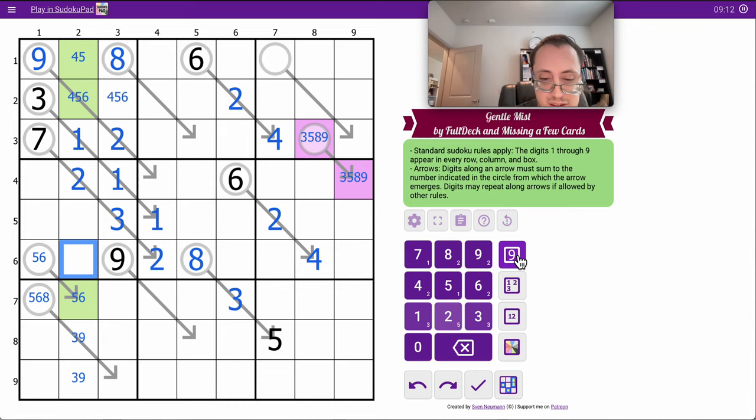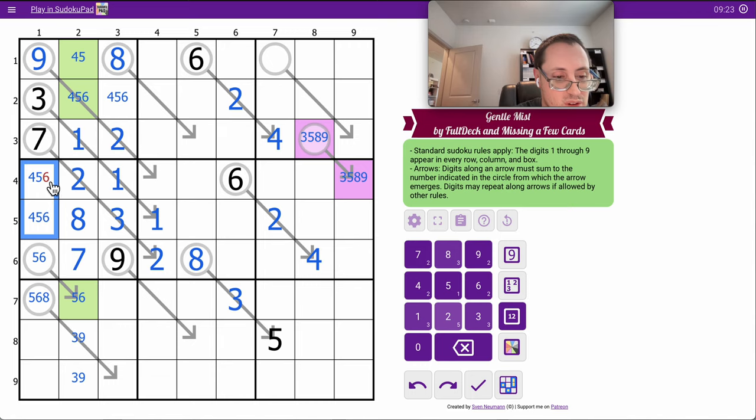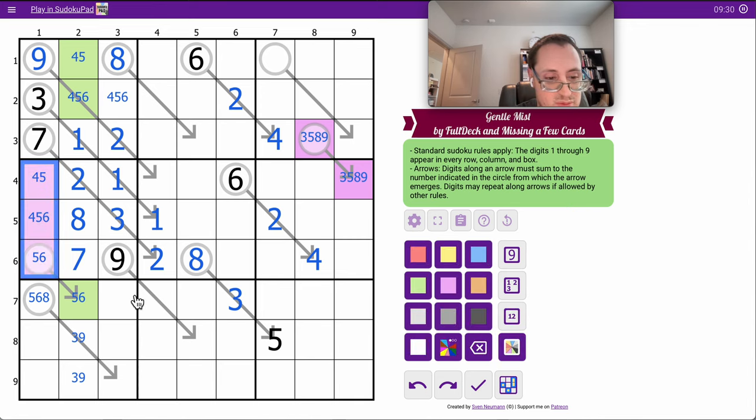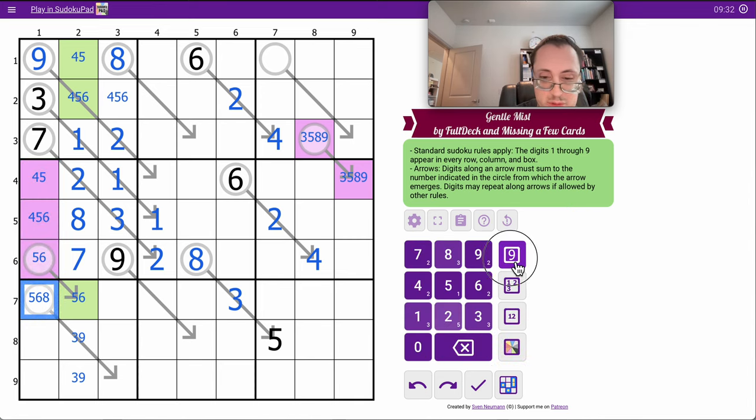These must be 7, 8 in that order. So those are also from 4, 5, 6. That's a triple in column 1, which means this is 8. Therefore, that obviously can't be 9. Three, that's nine. This has to be five to make the arrow work.